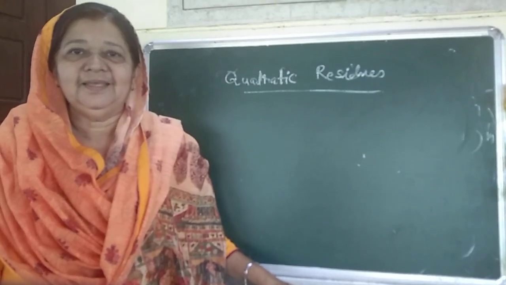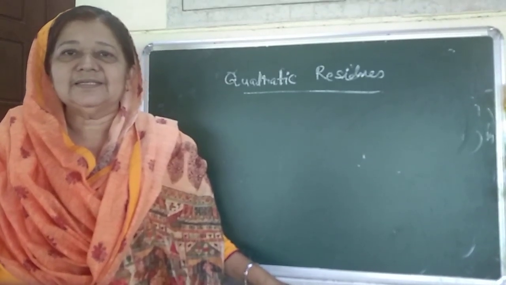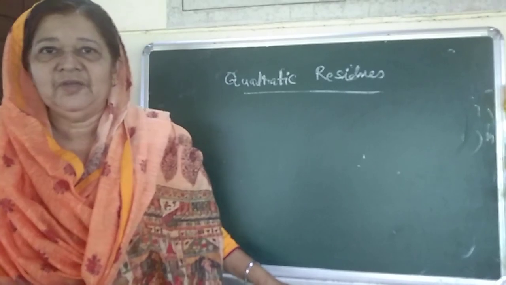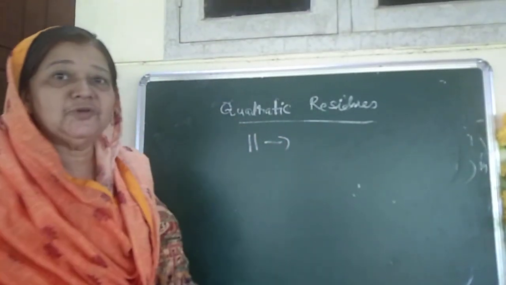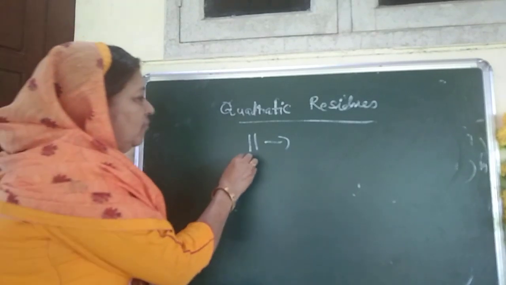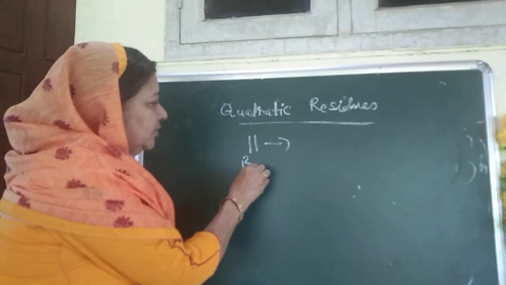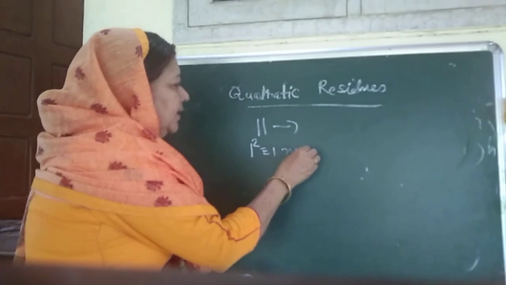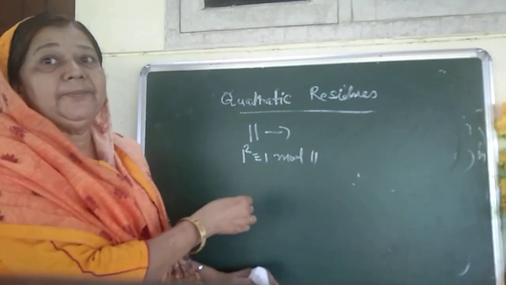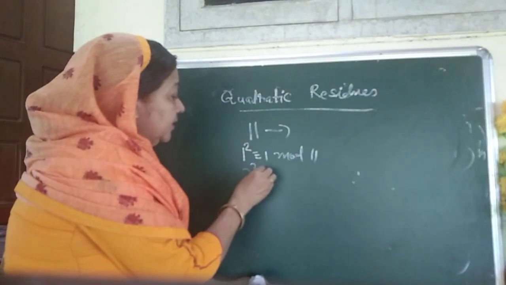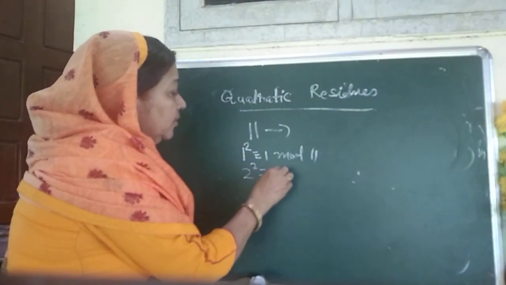Good morning. In this module, we will discuss quadratic residues. We know 11 is a prime and it is also odd. Then 1 square is congruent to 1 mod 11. We know 1 minus 1 is a multiple of 11. 2 square is congruent to 4 mod 11.